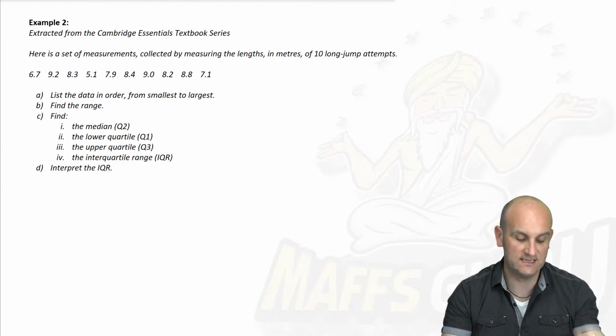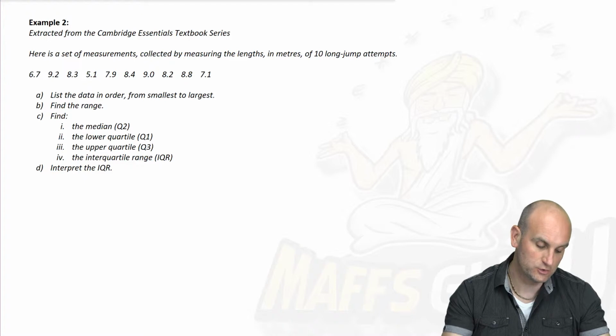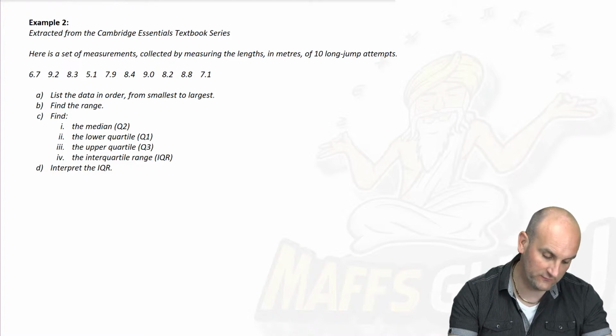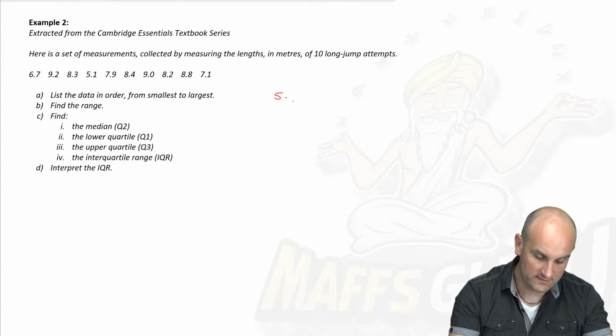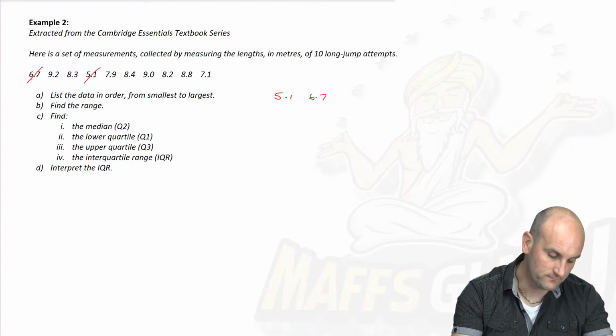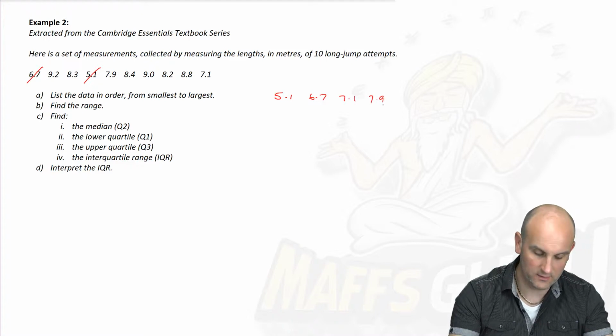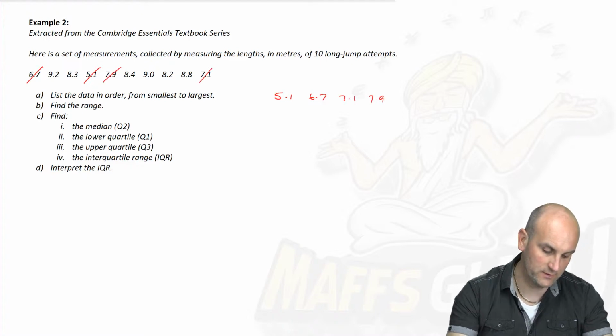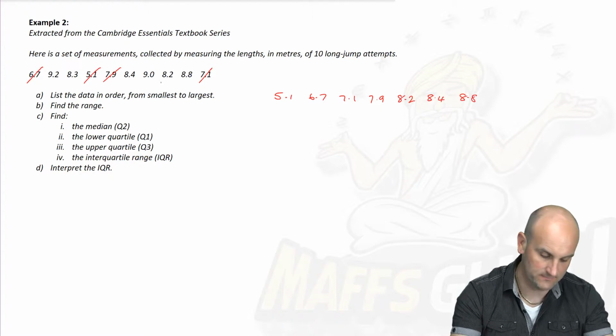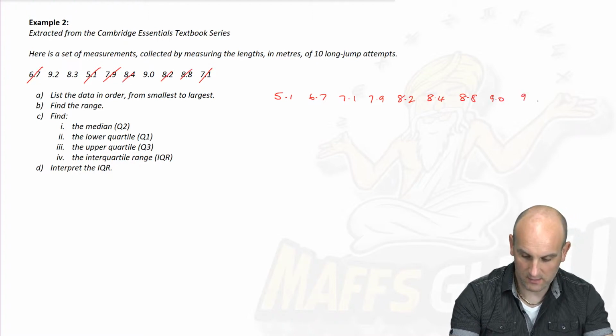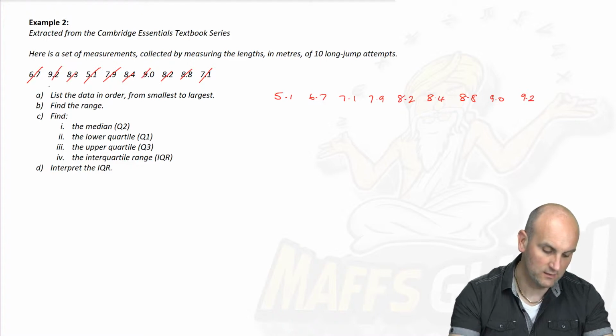Number 1, list the data in order from smallest to largest. So what is my smallest value? That seems to be 5.1. Have we got any 6s? Yep, I got a 6.7. Have I got any 7s? I have a 7.1 and a 7.9. Do I have any 8s? Oh, I've got lots of 8s. I've got an 8.2, an 8.4 and an 8.8, and a 9.0 and a 9.2. Now I'm just going to check that we've got all those added together.